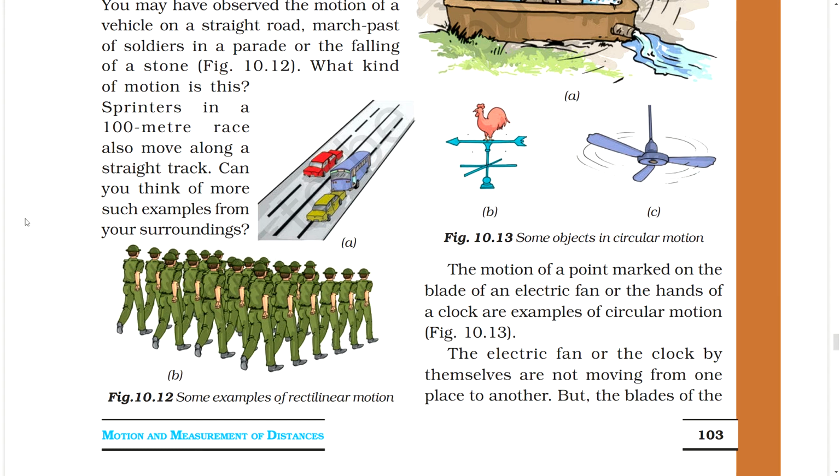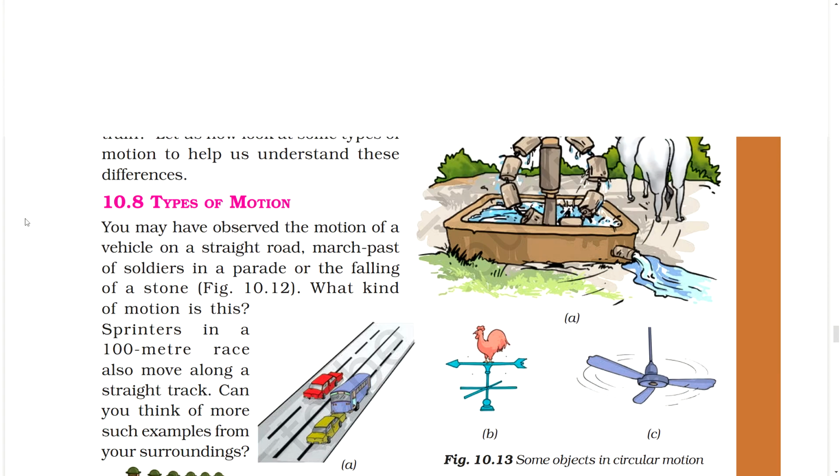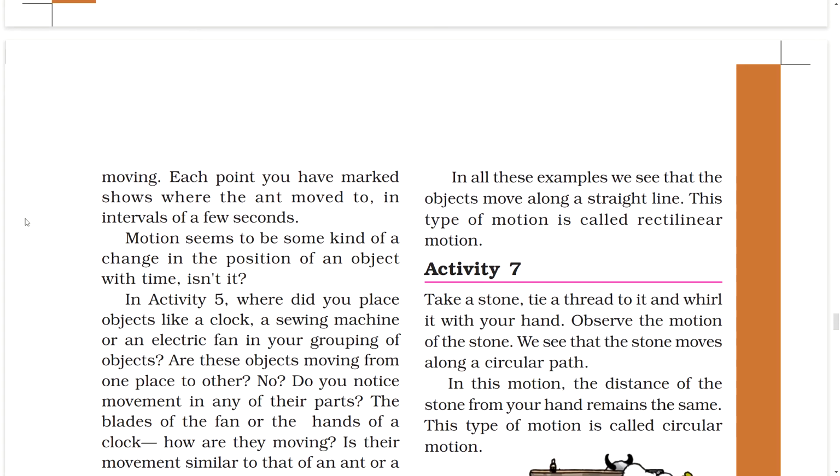Figure: some examples of rectilinear motion. In all these examples, we see that the objects move along a straight line. This type of motion is called rectilinear motion.